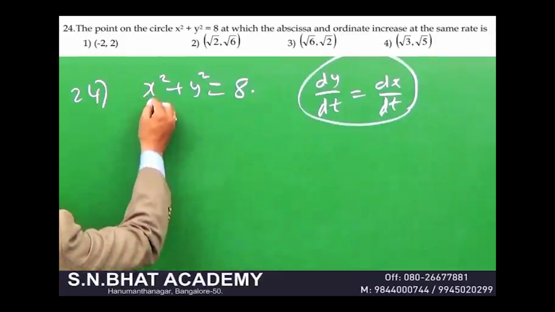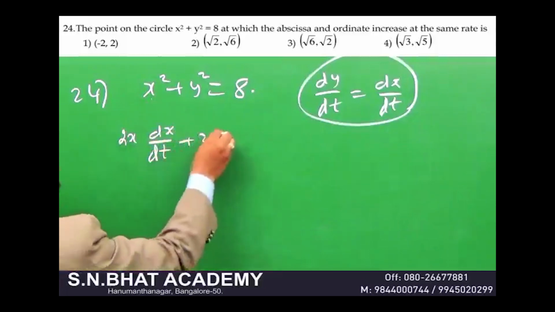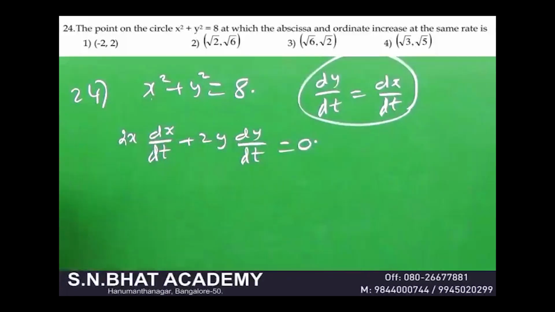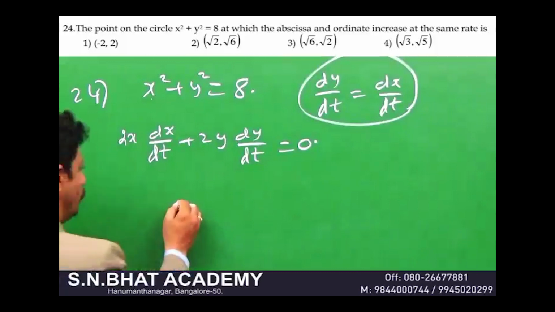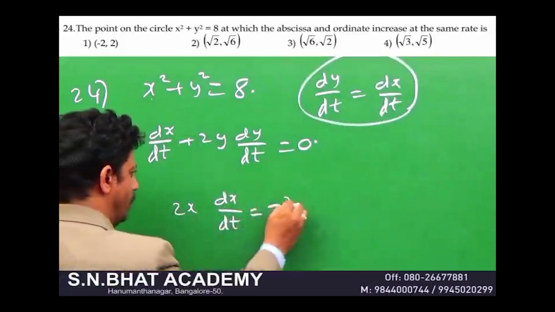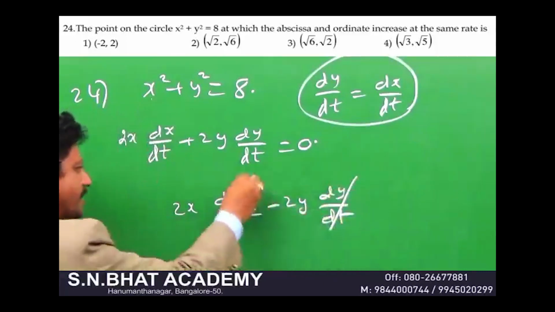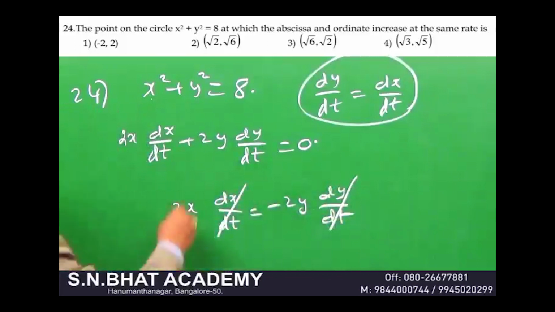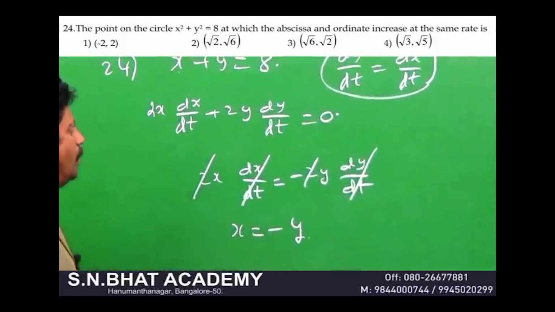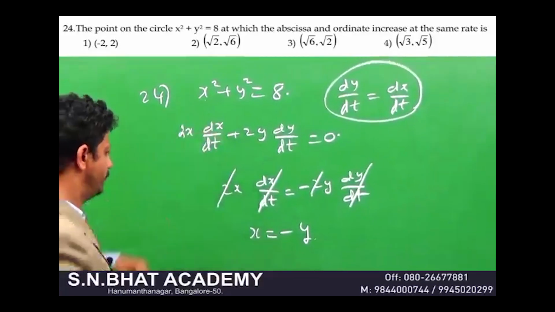So let us differentiate. For x square it is 2x into dx by dt. For y square it is 2y into dy by dt. For 8 the derivative is 0. Now 2x into dx by dt is equal to minus 2y into dy by dt. We can cancel these two because they are equal. Similarly, we can cancel 2. We get x equal to minus y. So to determine the point, we have to substitute x equal to minus y here.